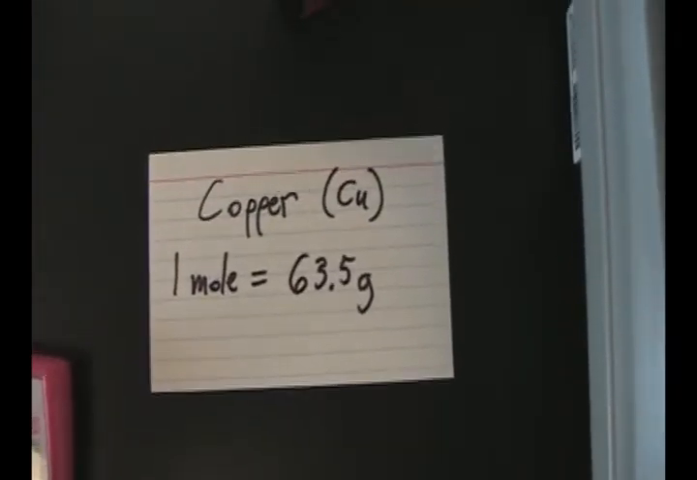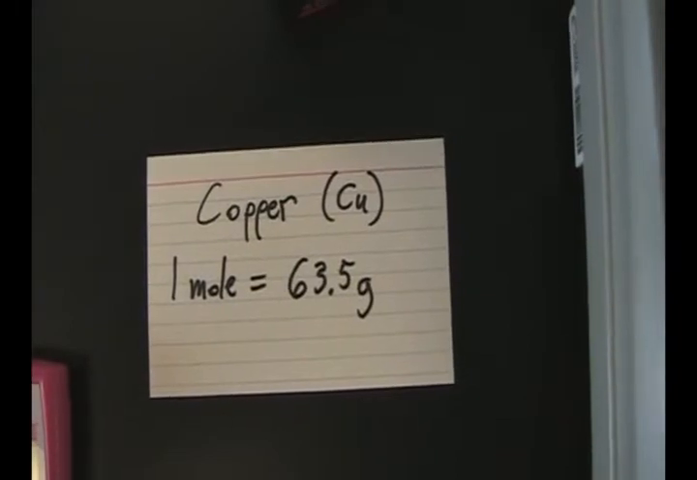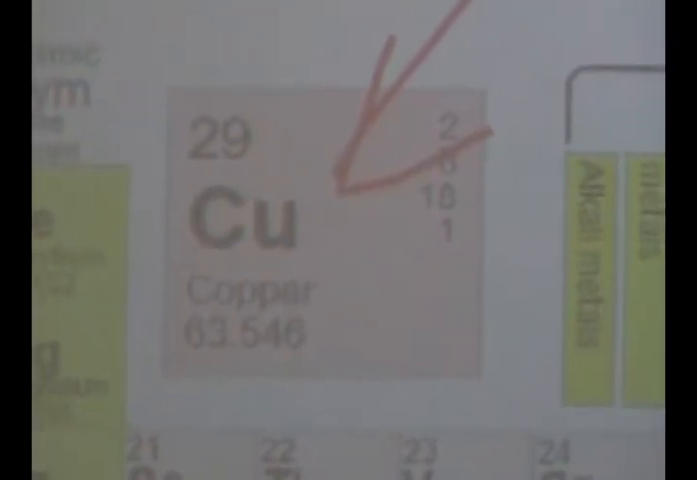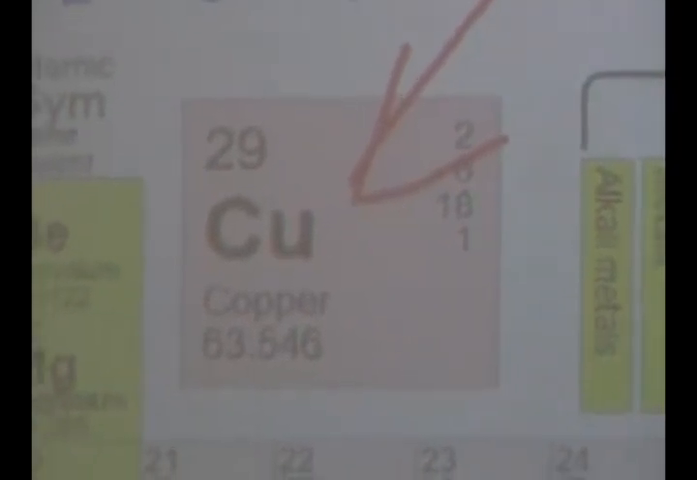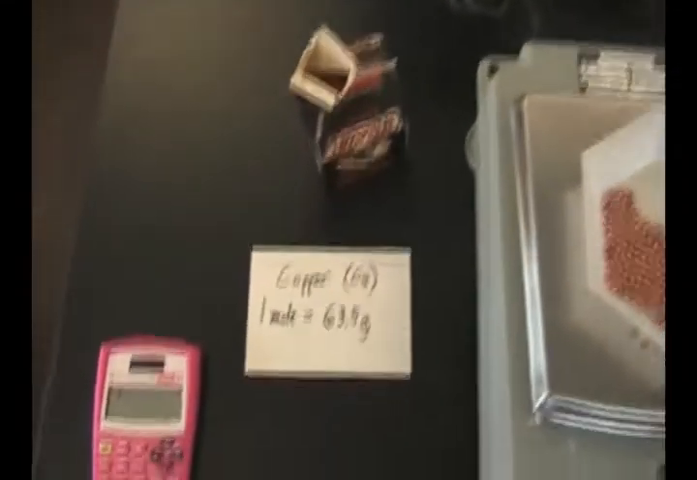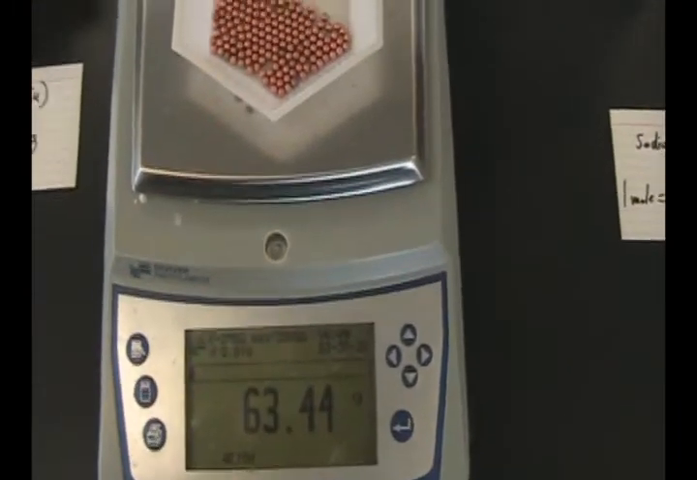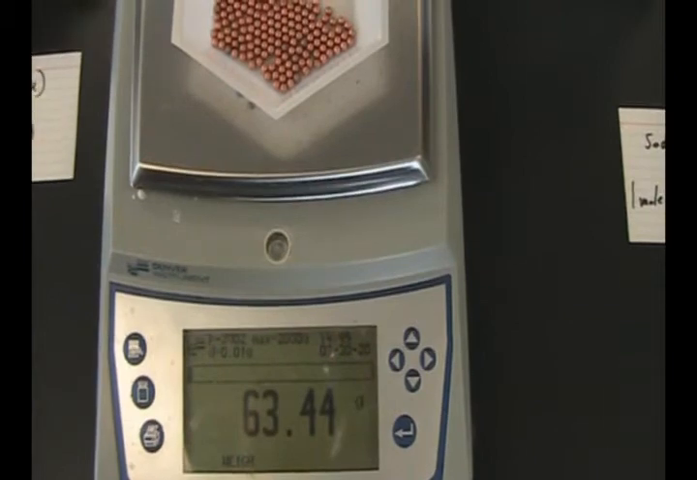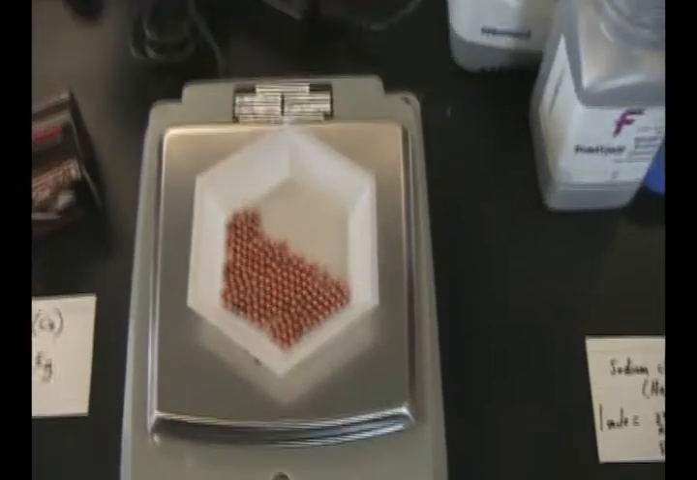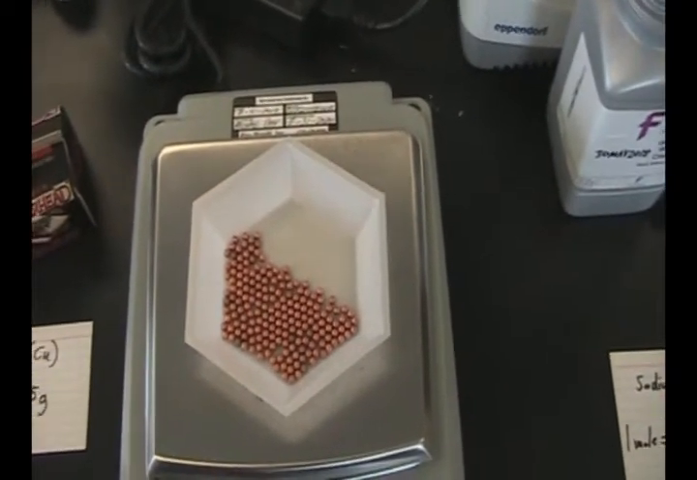For copper, 1 mole is 63.5 grams, and we find that out by looking at the atomic weight of copper in the box here. You can see 63.546, so we can just round it. That's the gram atomic weight of copper. We weigh out that amount, 1 mole of copper, and it looks like this. This is the closest I could get, 63.44 grams, but close enough. So that's what a mole of copper looks like.